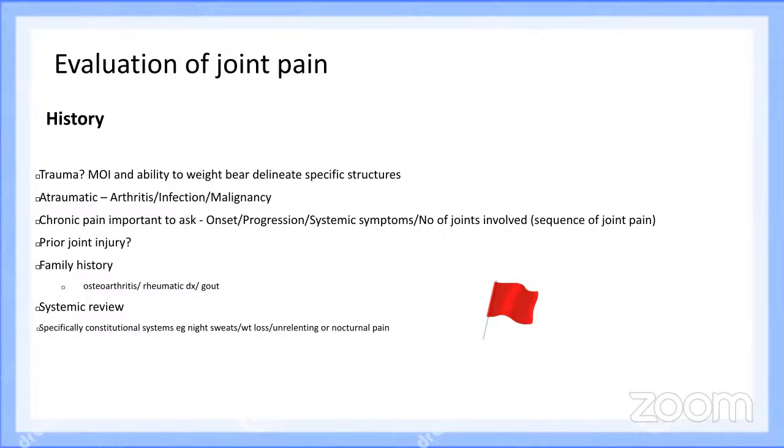osteoarthritis, rheumatic disease, and gout are more commonly seen with other relatives, so it leads you down that clue. And the systemic review, obviously based on the chronic conditions, and specifically we're looking at red flags that we need to note, such as constitutional symptoms, as well as disability that the joint pain is causing, as well as unrelenting or nocturnal pain that could lead to a more serious cause.